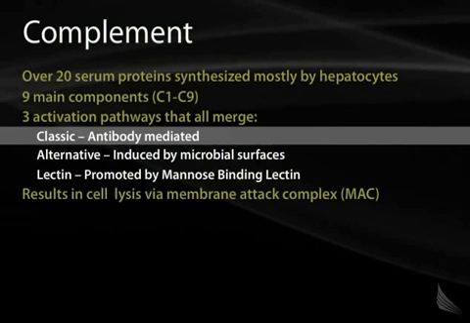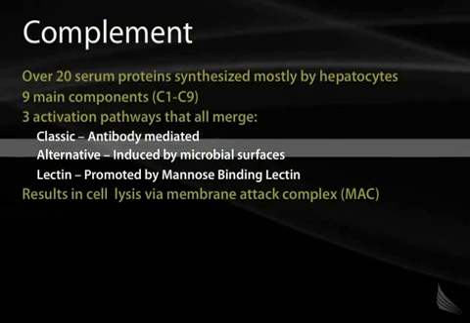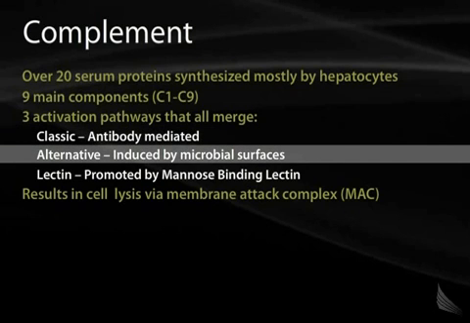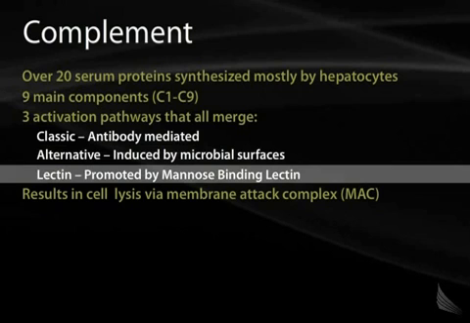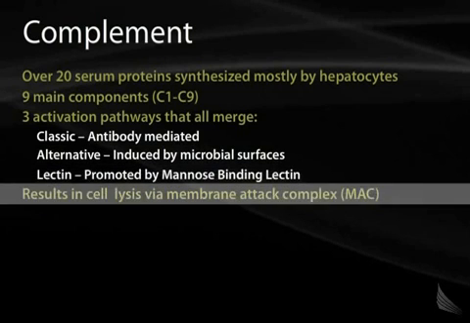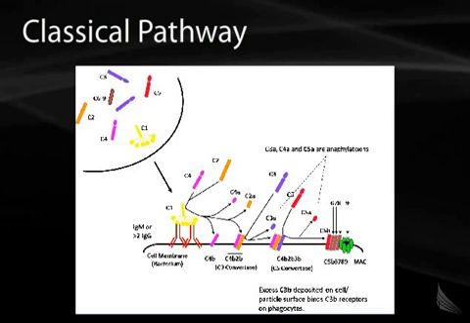The classic pathway is antibody-mediated. The alternative pathway is induced by microbial surfaces, and the lectin pathway is promoted by mannose-binding lectin. All 3 of these pathways, as I mentioned, merge and result in cell lysis via the membrane attack complex, or MAC. Let's examine each of these pathways individually.